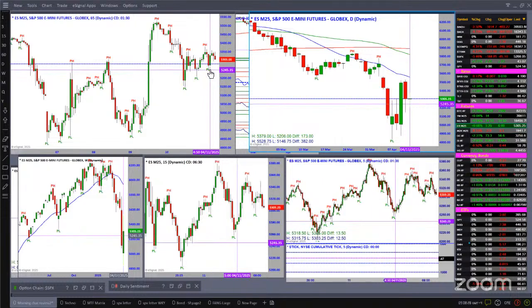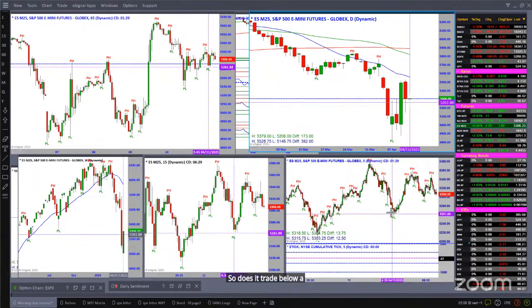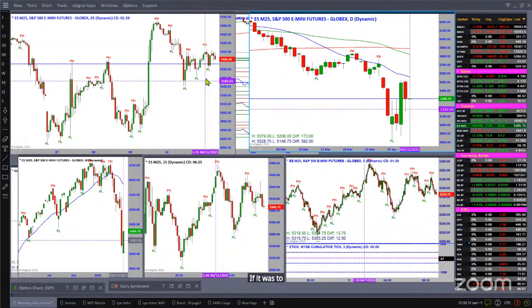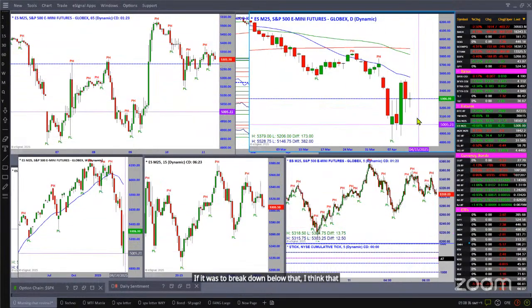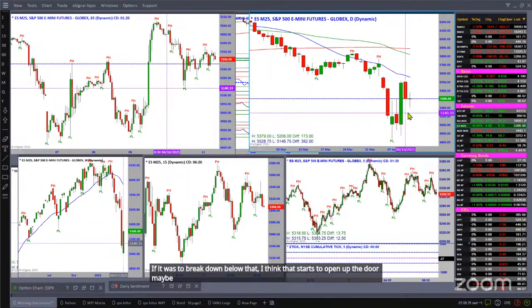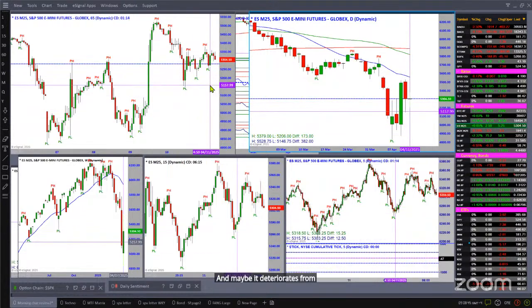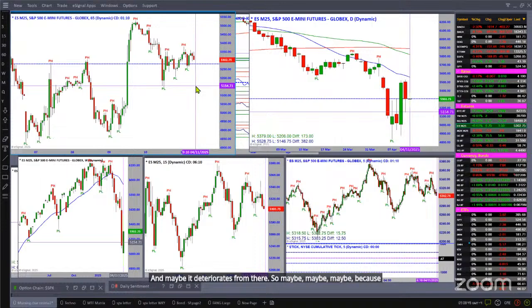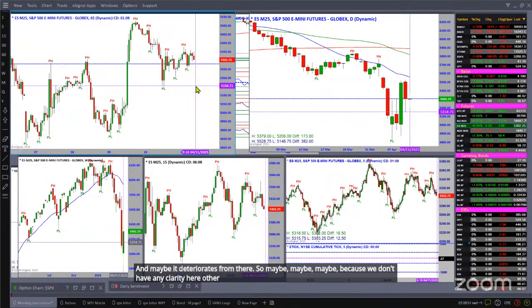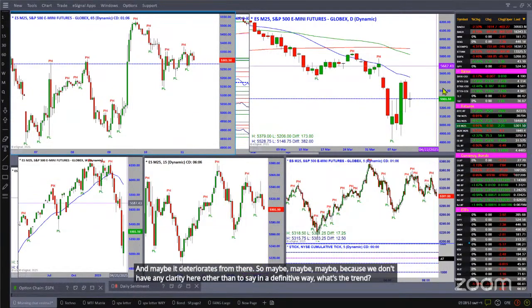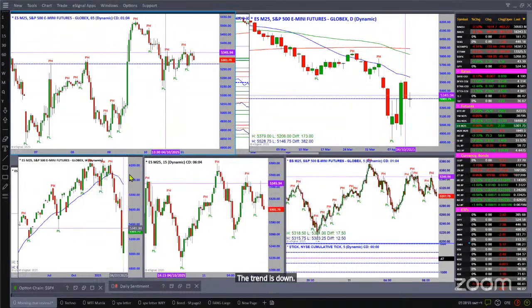So does it trade below a prior low? You can see on the 5-minute here, if it was to break down below that, I think that starts to open up the door, maybe, to moving lower toward, well, at least yesterday's low, and maybe it deteriorates from there. So because we don't have any clarity here, other than to say in a definitive way, what's the trend? The trend is down. What about the weekly trend? The trend is down.